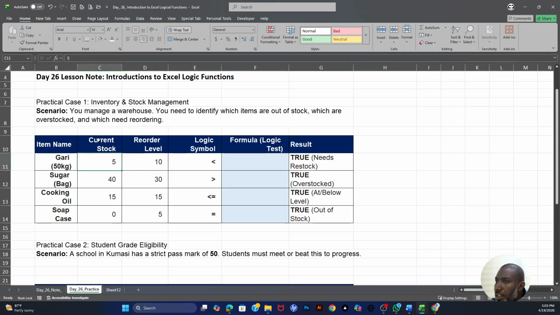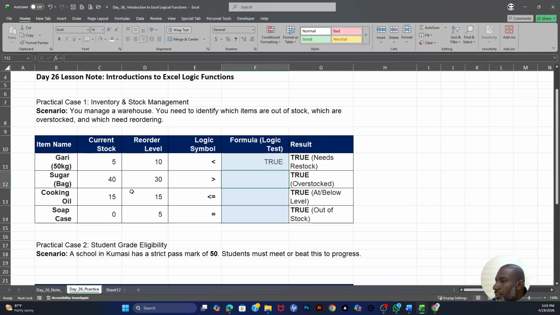So if my current stock is less than my reorder level, the answer will be true, meaning it is out of stock and we need to restock it. So let's do it: equal to first cell, compared to the reorder level, and we get true, meaning we need to restock it.